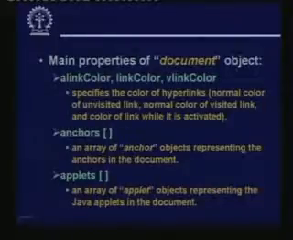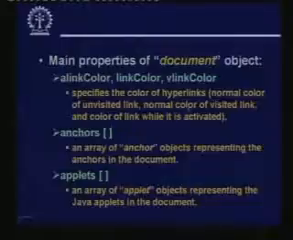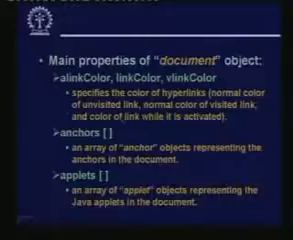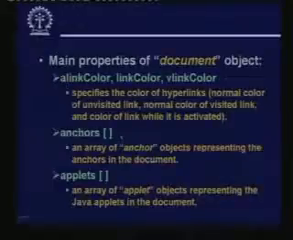Some of the main properties of the document object are linkColor, vlinkColor. These are the colors of the hyperlinks. The first one indicates the normal color of an unvisited link which has not yet been clicked. vlinkColor represents the color of a link after it has been clicked and visited, and while you are pressing or clicking a link, the color of that link changes temporarily to some other color, that is alinkColor. Okay.